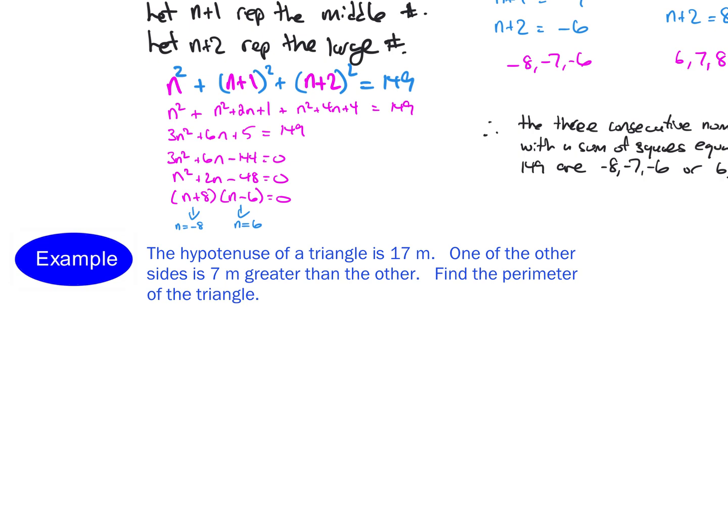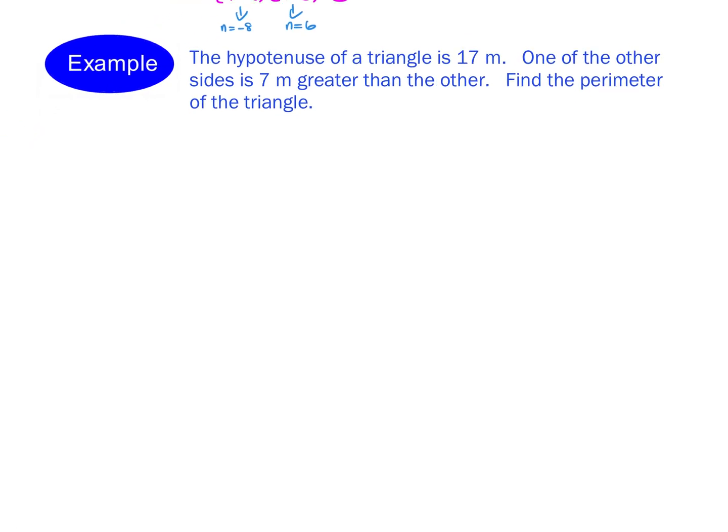Now, moving on to the second question. The hypotenuse of a triangle is 17 meters. One of the other sides is 7 meters greater than the other. Find the perimeter of the triangle. So we're talking about a hypotenuse. A hypotenuse is only in a right triangle. So we know we have a right triangle in this question. We know that this is 17 meters. We know that we have one other side is 7 meters greater than the other.